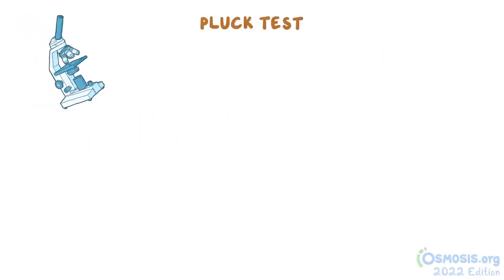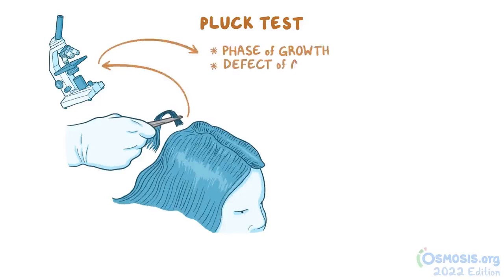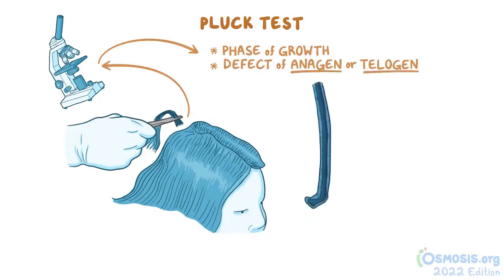The pluck test is conducted by pulling hair out by the roots. The root of the plucked hair is then examined under a microscope to determine the phase of growth, and is used to diagnose if there's a defect of anagen or telogen. Anagen hairs have sheaths attached to their roots, while telogen hairs have tiny bulbs without sheaths at the end of their roots.